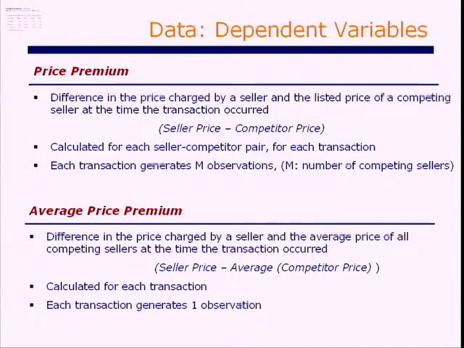So we've measured the premium, the pricing power of sellers, in two different ways. One is the way I've just been talking about, where for every seller-competitor pair, an observation is generated. We also looked at a different measure, which is to take the average of the competitor prices and take the difference between that and the seller's price. So we get one observation per transaction. On average, how much more can a seller charge than its competitors?